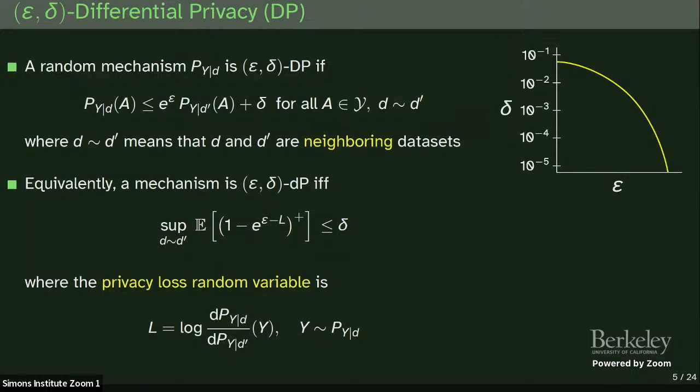There are lots of equivalent ways you can write this. This is essentially the same as the hockey stick divergence that Shahab and Mario talked about. It's equivalent to say a mechanism is epsilon-delta DP if it satisfies this condition, where we have this expectation involving this variable L. L is what we call the privacy loss random variable, and it's essentially the log of the density ratio between the mechanism for two neighboring data sets. This expectation is the key way of extracting delta, at least for a given epsilon. I'm going to call this thing delta_L of epsilon, and it'll show up a bunch of times in the talk.